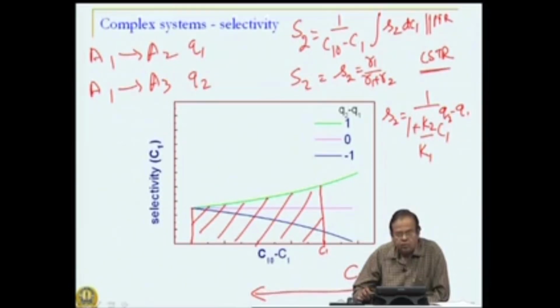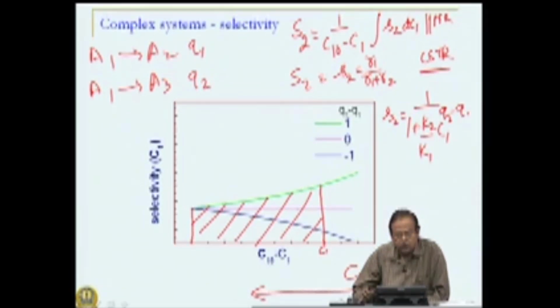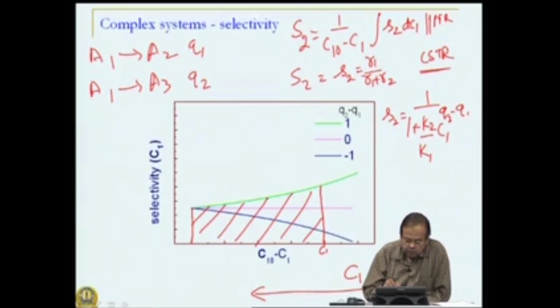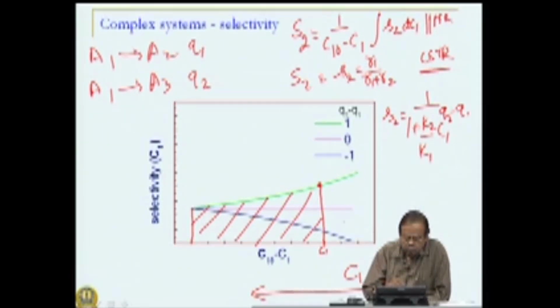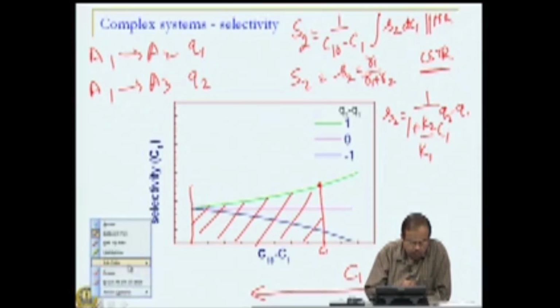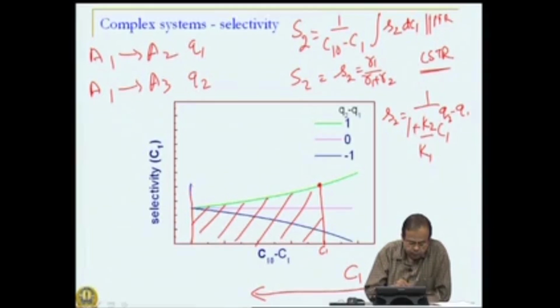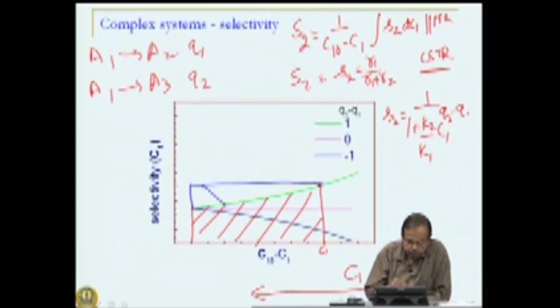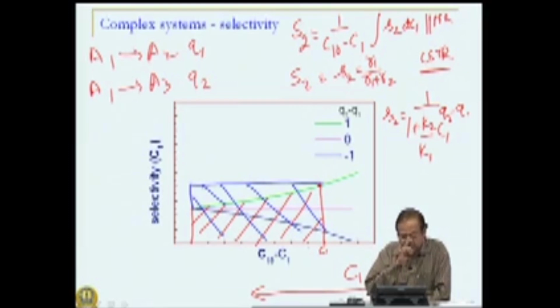So, if you do that, the area gives you the representative value. Now, what happens for a CSTR? This is nothing but this particular value, which is actually the area under this rectangle, divided by C10 minus C1.